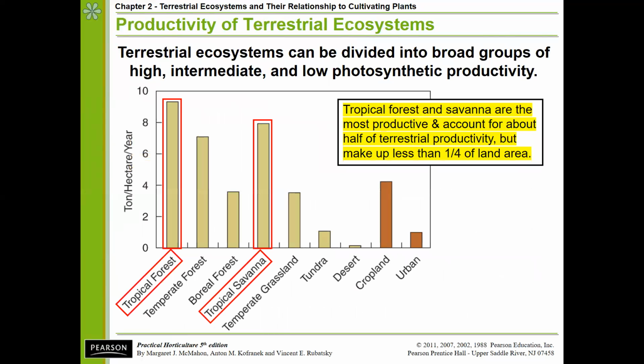Moving right along, know the most productive terrestrial ecosystems and kind of where we land. And notice again, cropland is about half as productive as a tropical savanna and less than half as productive as a tropical forest in terms of really photosynthesis.